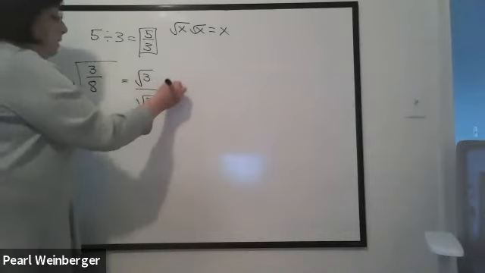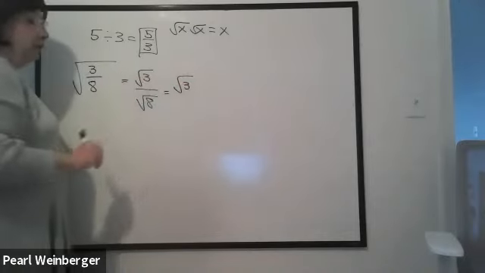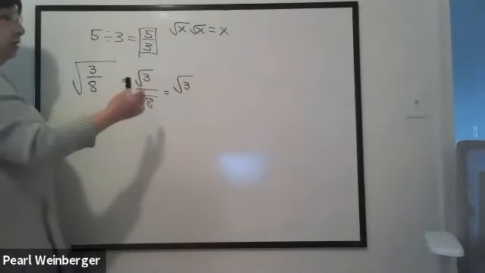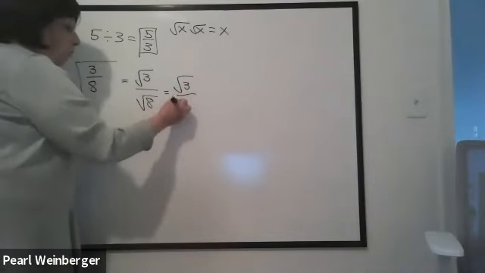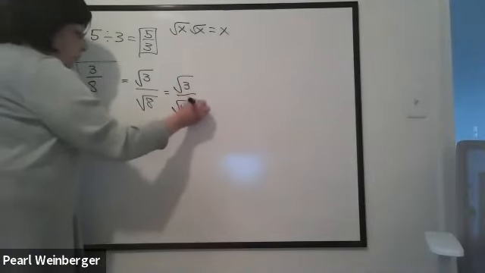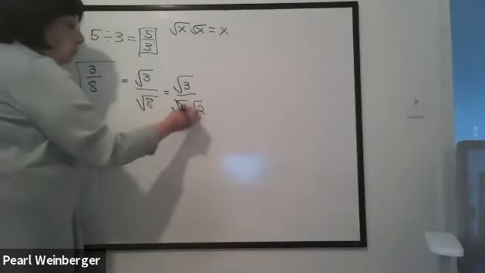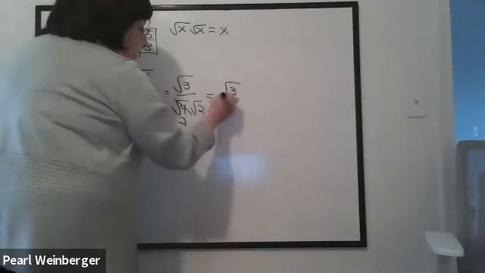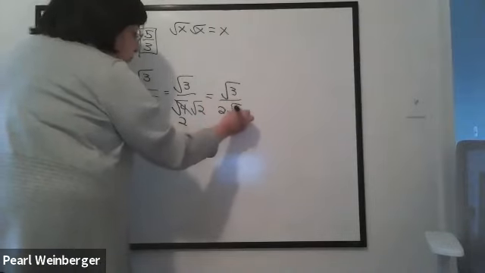Now, the square root of 3, there's nothing to do. It's as simple as you can. You can't break 3 down to get it into a smaller number. It's just 3 times 1. But the square root of 8 can be broken down into the square root of 4 and the square root of 2. And we know that the square root of 4 is 2. So the answer I'm getting is the square root of 3 over 2 radical 2.